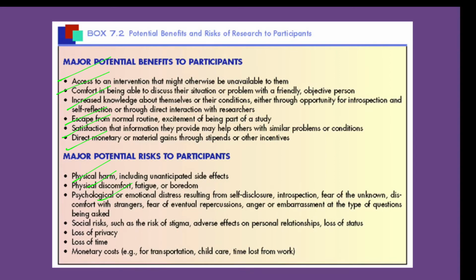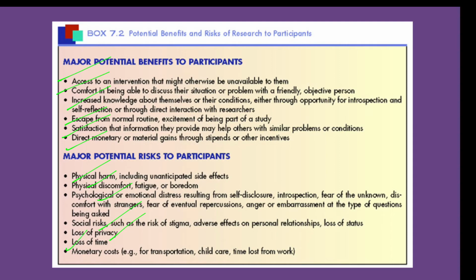And then, of course, we also talk about social risks, such as risk for stigma, adverse effects on personal relationships, or loss of status. Like, for example, if you want to do research on people with drug addiction, or people who are victims of sexual abuse, people with certain diseases that are socially stigmatic, like, for example, HIV or sexually transmitted infections, there is a risk for embarrassment, there's a risk for shaming if their data gets leaked out. So you also have to look into that. So another risk is loss of privacy.